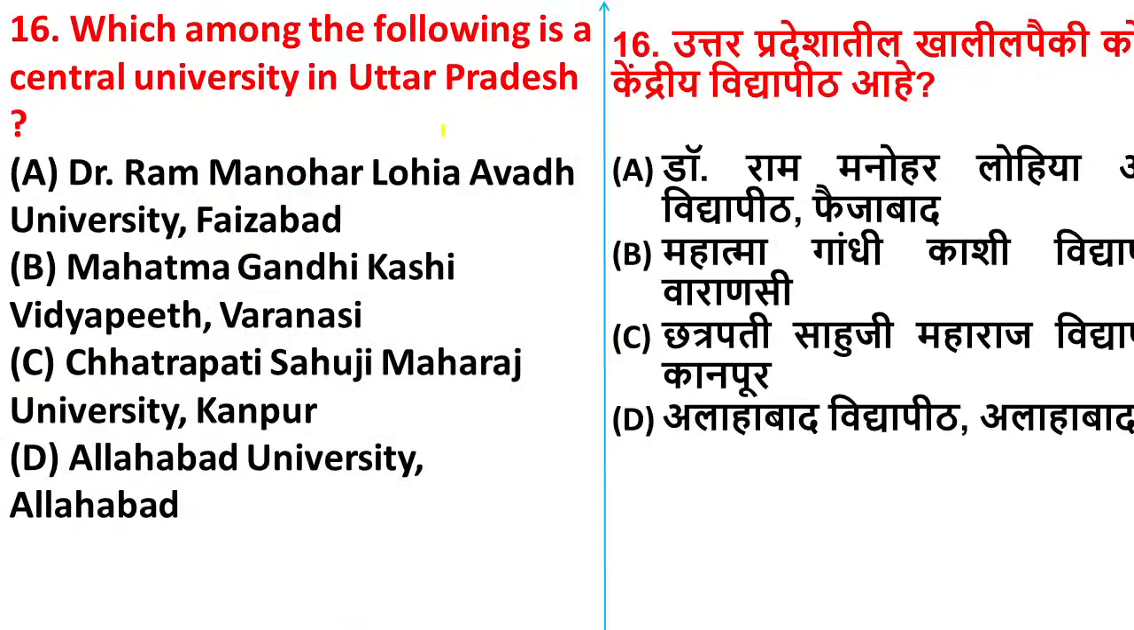Okay. Yes, now let us see question number 16. Which among the following is a central university in Uttar Pradesh? Option A, Dr. Ram Manohar Lohia Awadh University, Faizabad. Option B, Mahatma Gandhi Kashi Vidyapith, Varanasi. Option C, Chhatrapati Shahuji Maharaj University, Kanpur. Option D, Allahabad University, Allahabad.